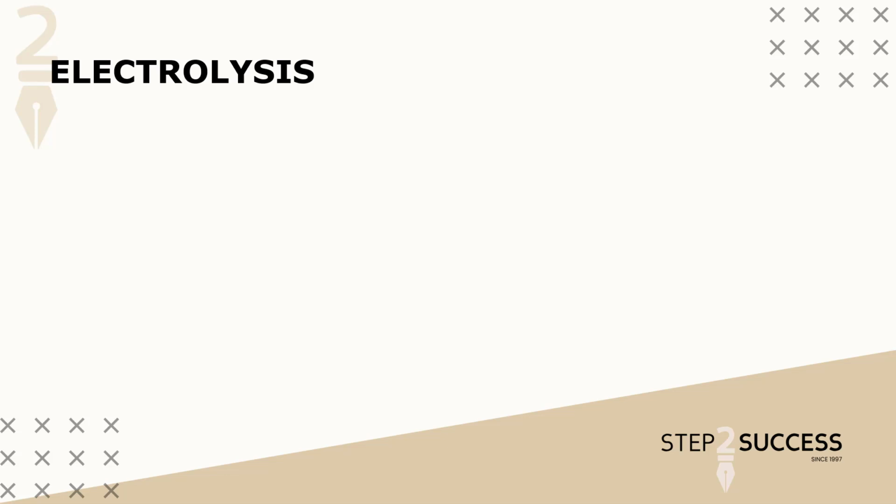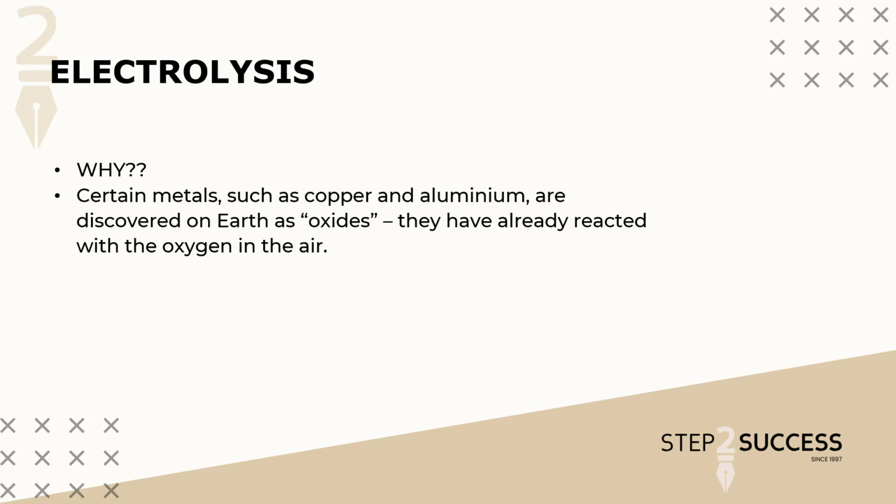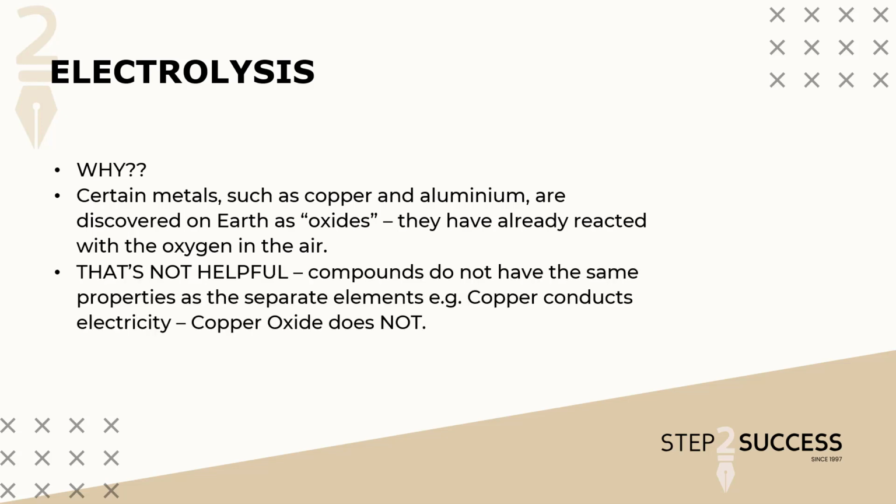Firstly, when I talk about electrolysis, I like to ask why. Why do we do this thing called electrolysis? It's always a useful question to ask, and it's always important to know the answer to that question. Really the reason is that certain metals, such as copper and aluminium, are discovered on Earth as oxides. In other words, they've already reacted with something in the air or atmosphere. So, for example, copper oxide or aluminium oxide. And that, unfortunately, is not helpful.